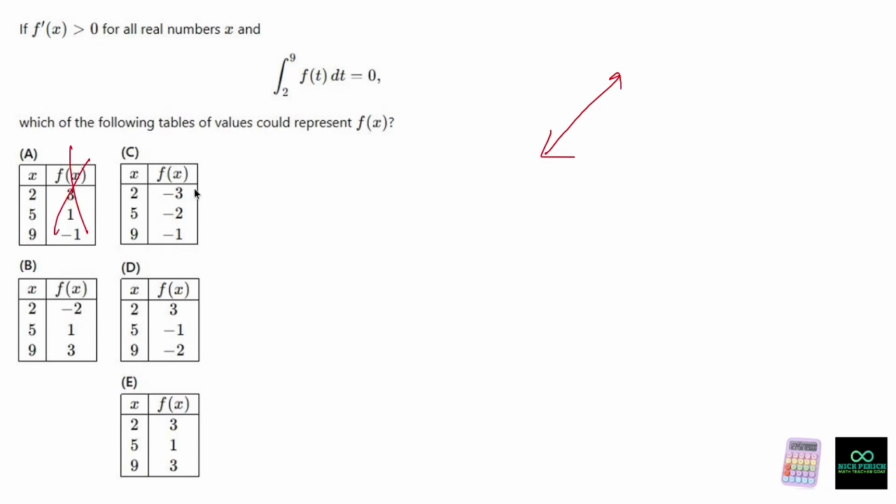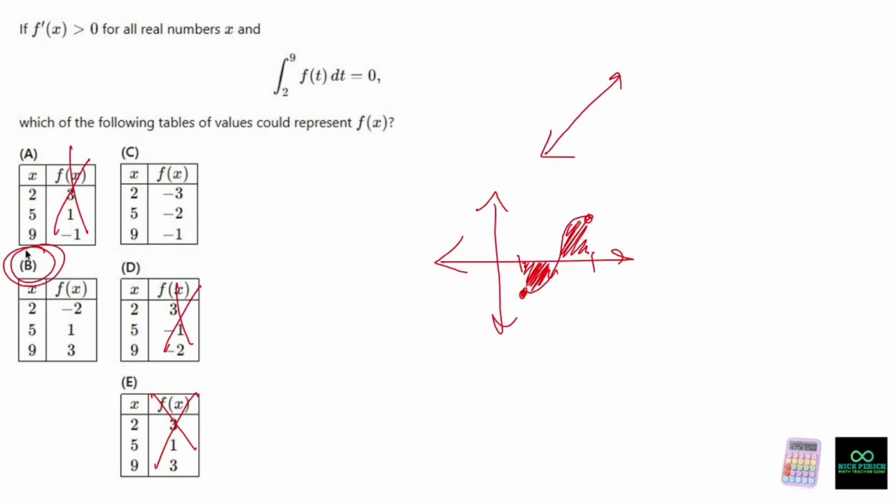B is an option. C is an option because it's increasing. One decreases, and one decreases then increases, so those are no good. Now what this is saying is that between 2 and 9, the integral is 0. So I don't know what the graph looks like. But if the integral from 2 to 9 is going to be 0, something like this has to happen, where the area below the x-axis and the area above the x-axis cancel each other out, which means I need negative values down here and positive values up here. So I need to have negative to positive, and B is the only one that does that.